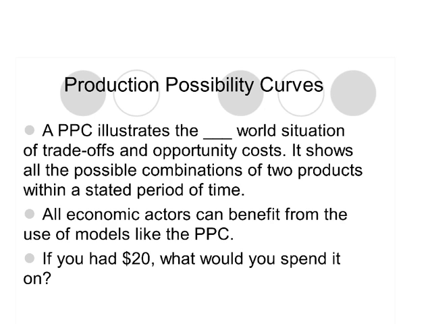The production possibility curve, or what I call the PPC, illustrates the real world situations of trade-offs and opportunity cost. It shows all of the possible combinations of two products within a stated period of time. Now that may sound like we're just talking about businesses because we have the word product here, but really any economic actor can benefit from using this model.